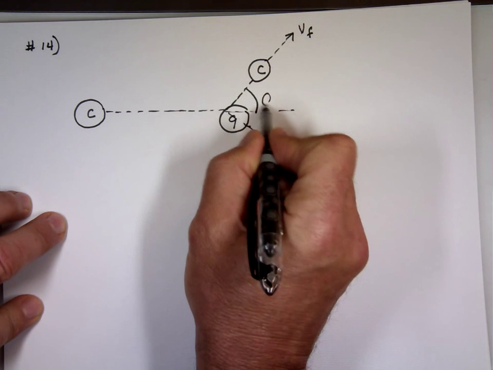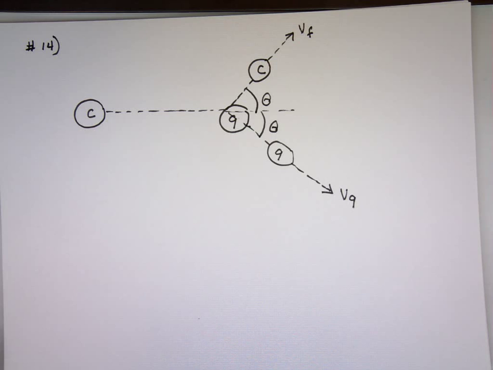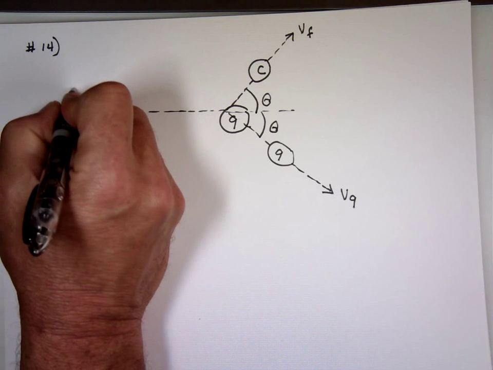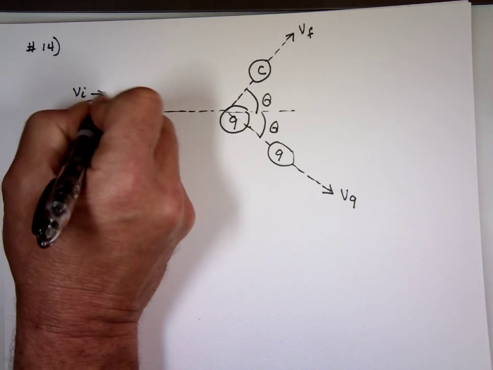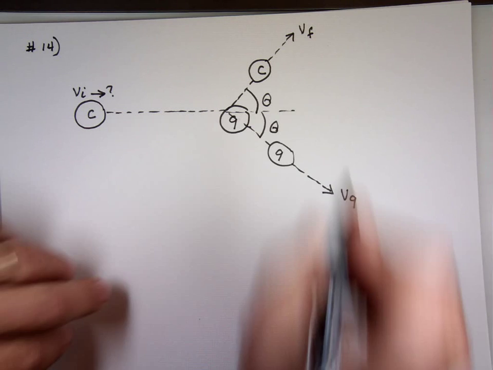The only assumption they're giving us is that these angles are equal, the way they're split. They didn't give us the mass, or the initial speed of this one, unknown to us. And the question here is, can you tell me what theta is? Find theta.